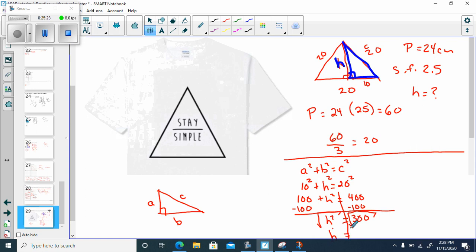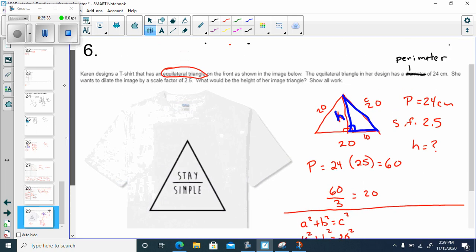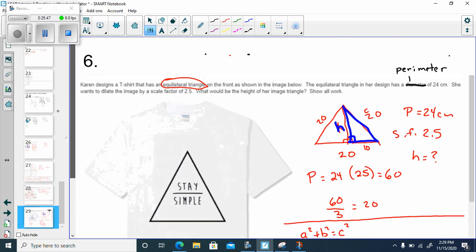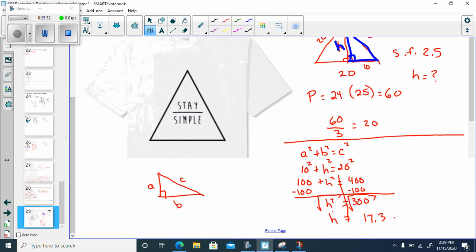In your calculator, the square root of 300. That would be second function, square root 300 equals, and you've got 17.3. Okay, let's see what they ask you to round it to. They said, what would be the height of her triangle? Show all work. So they didn't tell me. So we're going to stick with 17.3. Now we need some units to go with this. What units was this in? Centimeters, okay? So your answer should be 17.3 centimeters. Okay, that covers all the questions in this second part in this calculator portion. Okay, go back and check your answers and make sure you understand them.